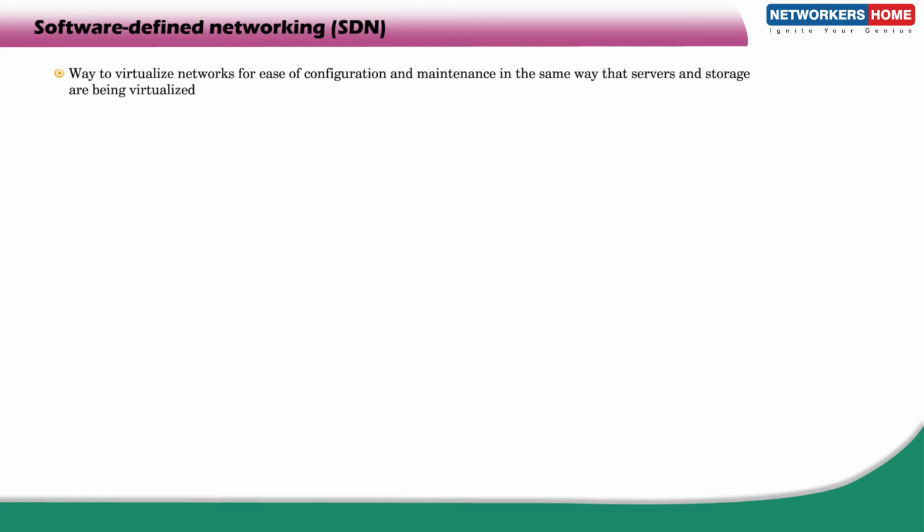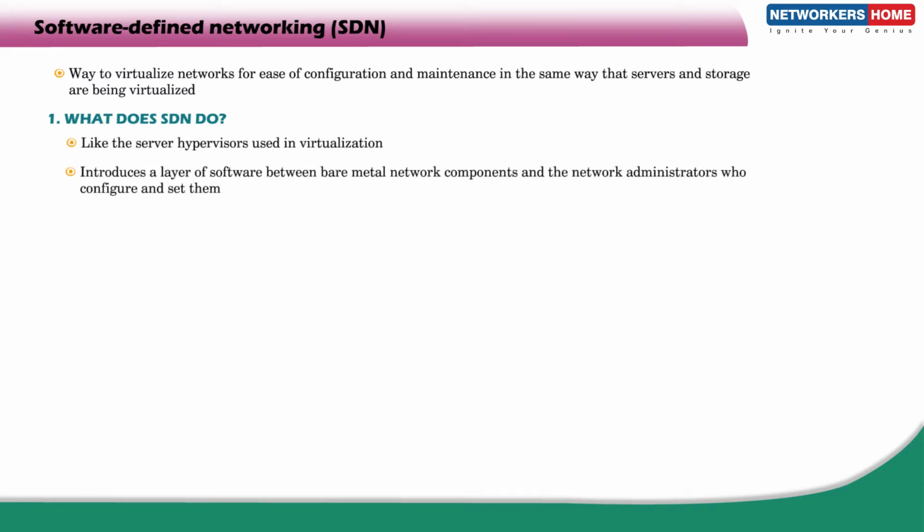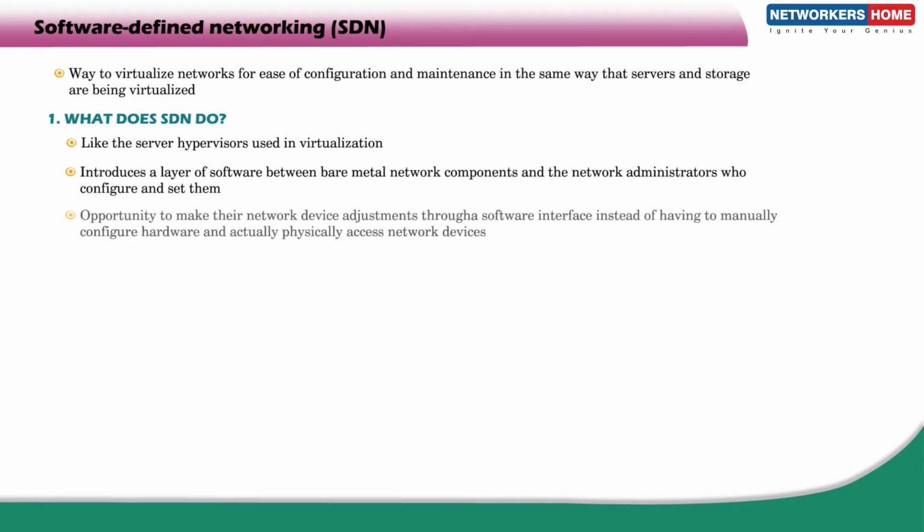Here are 10 of the questions they are asking about SDN. What does SDN do? Like the server hypervisors used in virtualization, SDN introduces a layer of software between bare metal network components and the network administrators who configure and set them. This software layer gives network administrators an opportunity to make their network device adjustments through a software interface instead of having to manually configure hardware and physically access network devices.